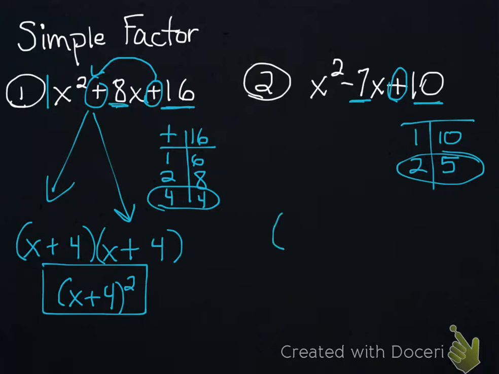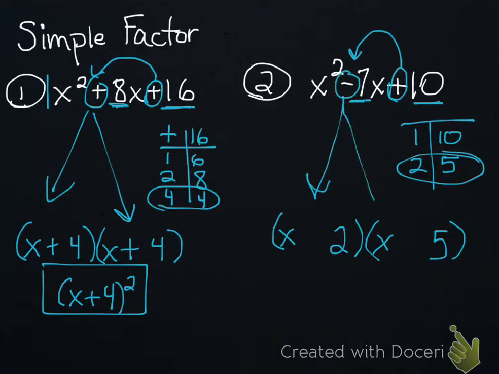So again, parentheses, x is in the front, 2 and 5 at the end. The 10 is positive, so they both get the same sign as the middle, which means they're both negative. X minus 2 and x minus 5 is the factored form of this quadratic.